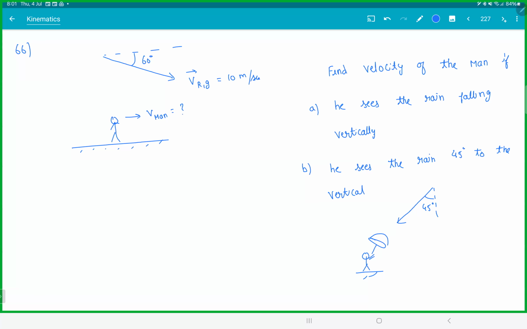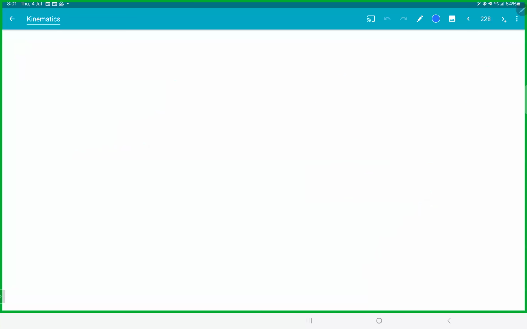5 plus 5 root 3. Let's see, same story. Let the man go with V. And this rain is falling with 10 at an angle 60, right? So let's divide that into components. That would be 10 cos 60 and 10 sin 60.